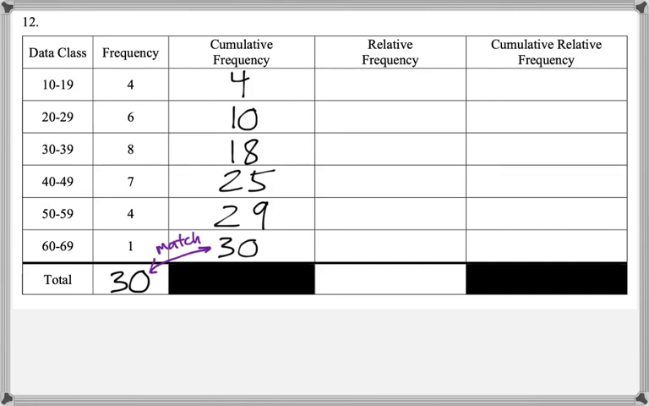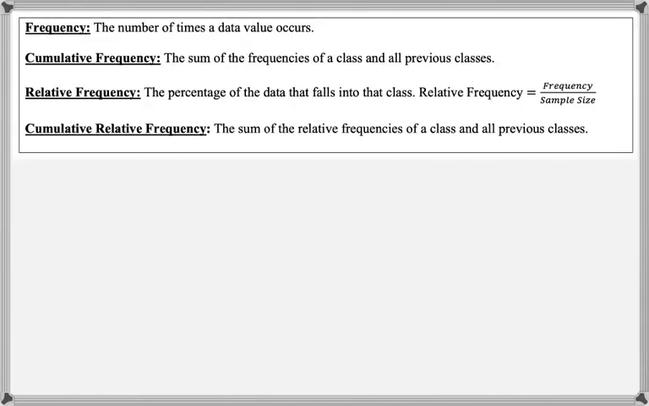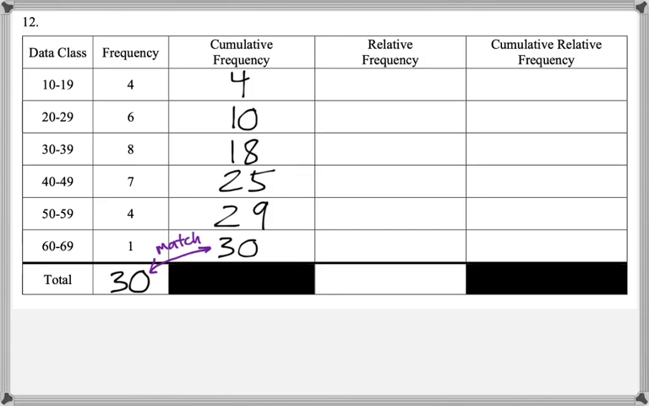So next we want to find the relative frequency, which again is the frequency divided by the sample size, or the total number of items. So I want to ignore the cumulative frequency column for right now and look at the frequencies. And I want to divide each of these frequencies by 30.